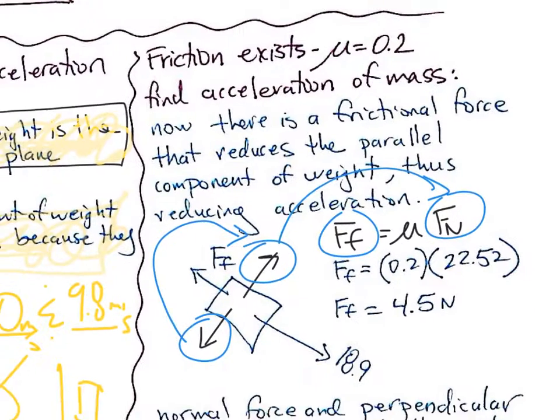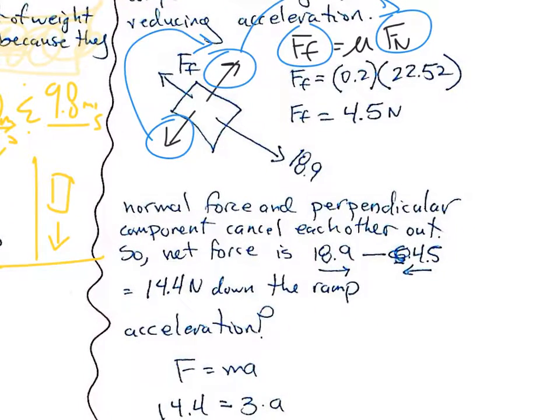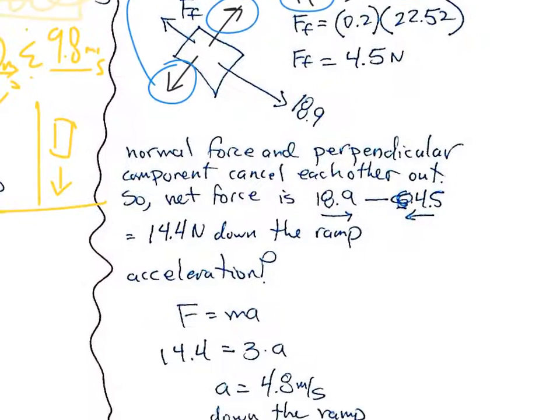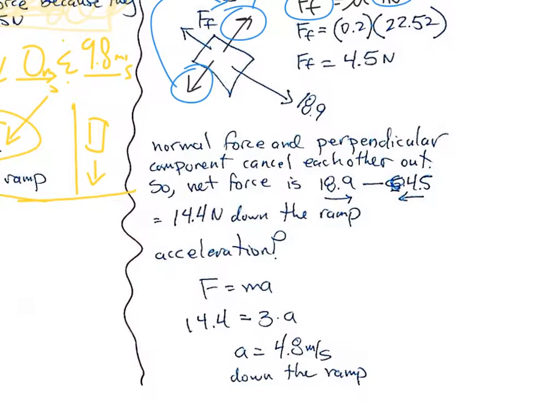So we have 18.9 newtons down the ramp and 4.5 newtons back. So I say normal force and perpendicular component cancel each other out. That is always true, which we learned over there. So the net force is 18.9 newtons down the ramp minus this 4.5 newtons, which is friction, pulling back up the ramp. So we get this 14.4 for our net force, and then just do a little F equals ma and get 4.8 meters per second squared down the ramp. Okay, thank you.